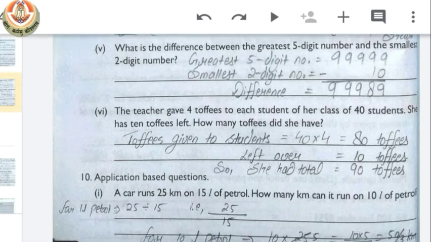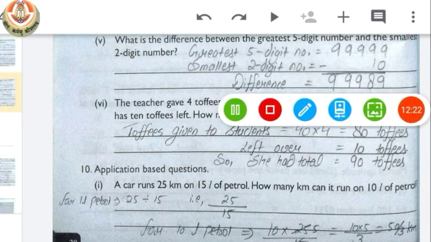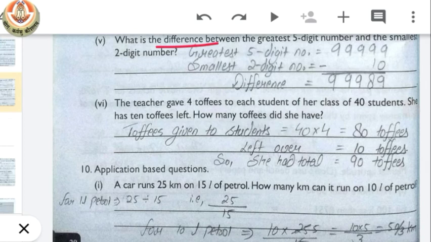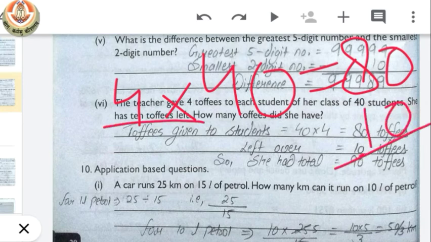Now the next question is also based on greatest and smallest number, and we have to find the difference, which means we have to subtract them. So it is a question you have to do yourself. Now the next question is, the teacher gave 4 toffees to each student of her class of 40 students. That means 4 into 40 is 160 and 10 toffees left. That means 10 more. Total is 170 she had.